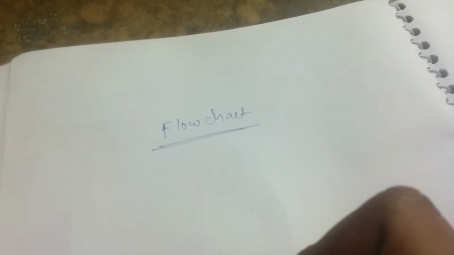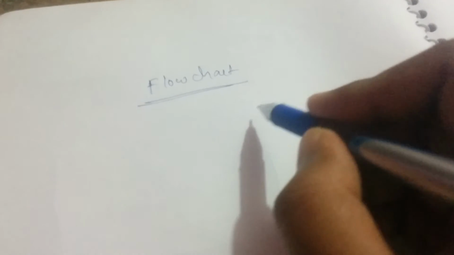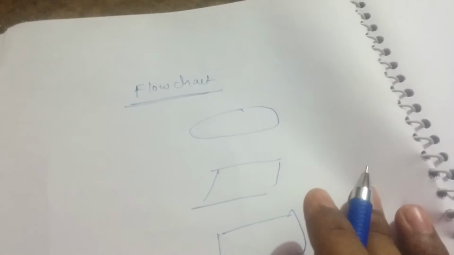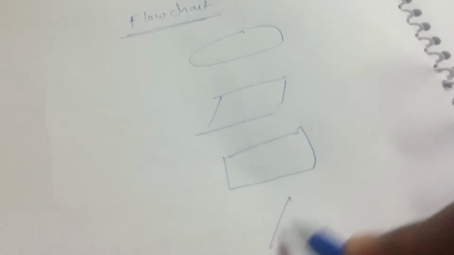What is a flowchart? A flowchart is nothing but a pictorial representation of an algorithm. How can you actually do a pictorial representation? We have a few symbols. This one is start or stop. This one is input or output, this one is processing, and this one is a decision. An arrow is used for showing the flow, and we have a connector. Let's draw a basic flowchart.